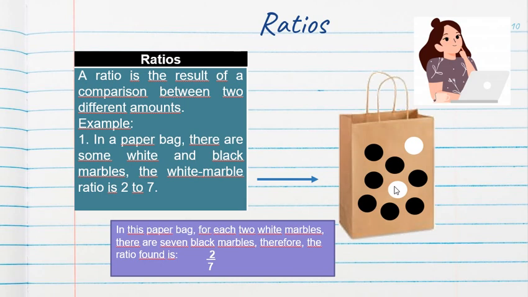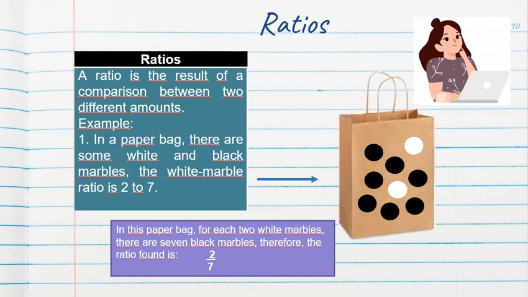Okay, I repeat. I'm asking, what is the ratio between white and black marbles? So I'm asking for the number of the white marbles first. What should be the number you give me? 2. And then, since we have 7 black marbles, we say 2 to 7. Very good. In this paper bag, for each 2 white marbles, there are 7 black marbles. Therefore, the ratio found is 2 to 7.